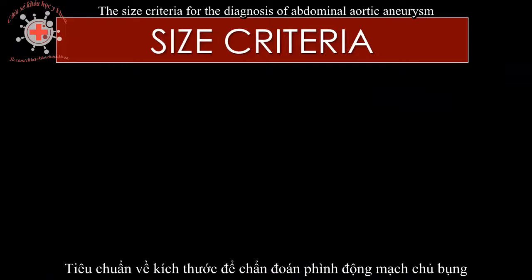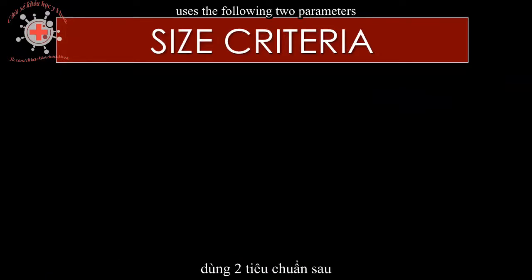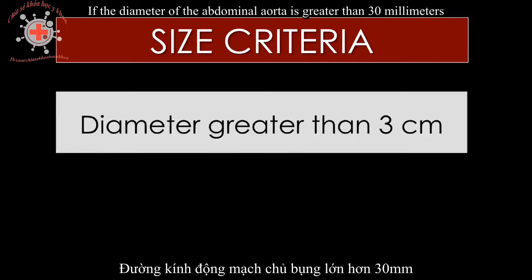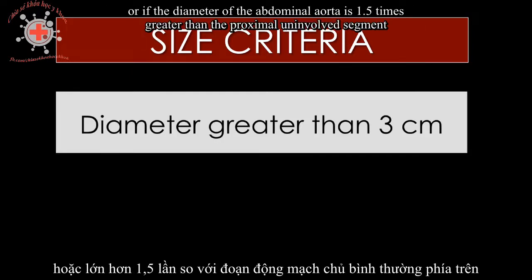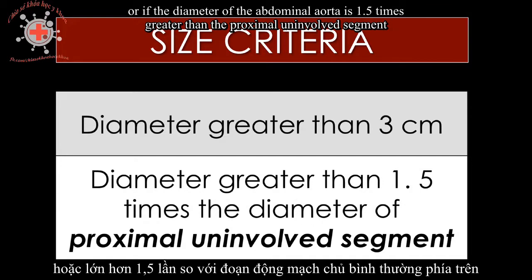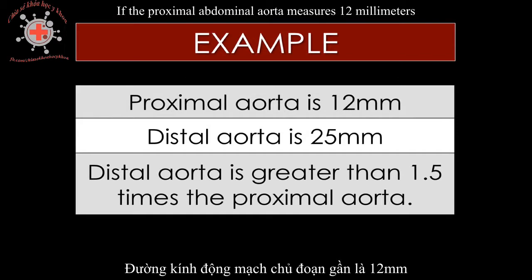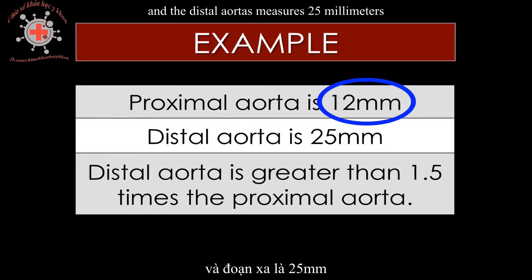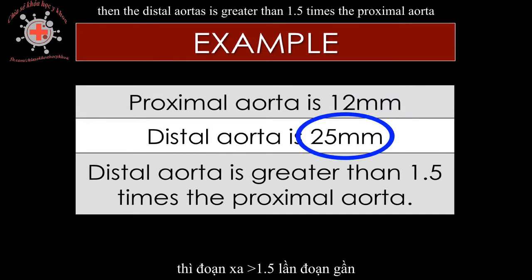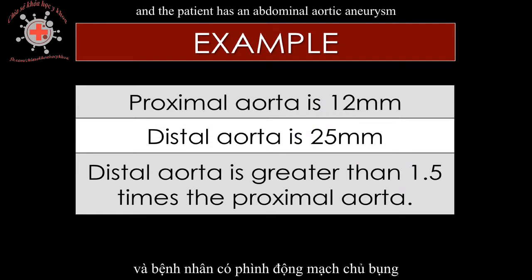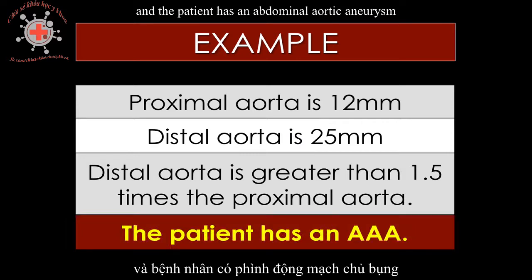The size criteria for the diagnosis of abdominal aortic aneurysm uses the following two parameters. If the diameter of the abdominal aorta is greater than 30 millimeters, or if the diameter of the abdominal aorta is 1.5 times greater than the proximal uninvolved segment. Here is an example. If the proximal abdominal aorta measures 12 millimeters and the distal aorta measures 25 millimeters, then the distal aorta is greater than 1.5 times the proximal aorta and the patient has an abdominal aortic aneurysm.